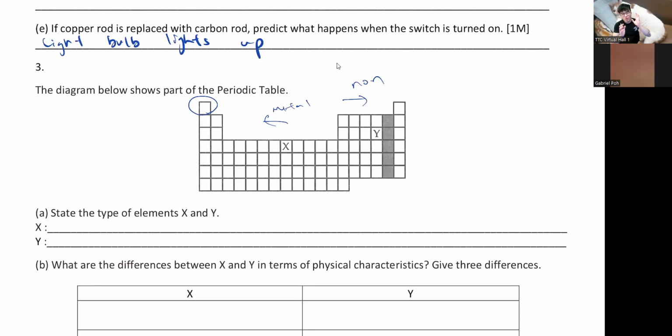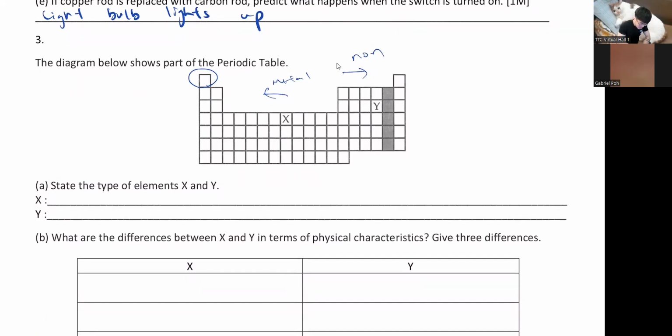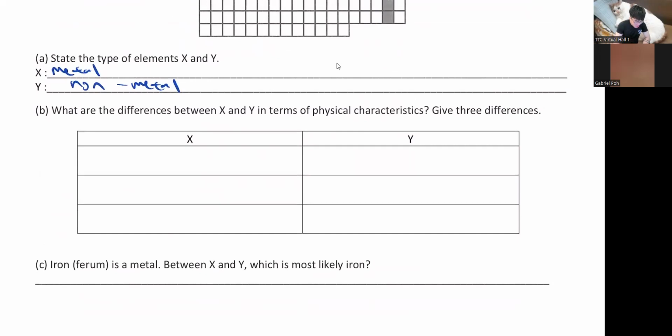You just need to know what type they are, where's the metal and where's the non-metal. That's all. They won't ask you, say, where's magnesium? Oh, magnesium is here. They don't ask things like that. So please don't memorize, unless it's your interest and you feel like challenging yourself. Go ahead. So X is a metal, Y is a non-metal. Easy peasy.